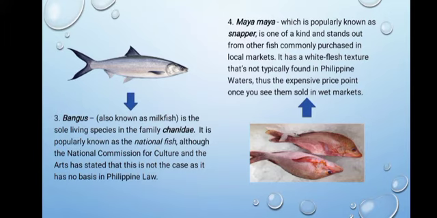It is popularly known as the national fish, although the National Commission for Culture and the Arts has stated that this is not the case, as it has no basis in Philippine law. So, bangus is also known for being very fatty and having many bones.